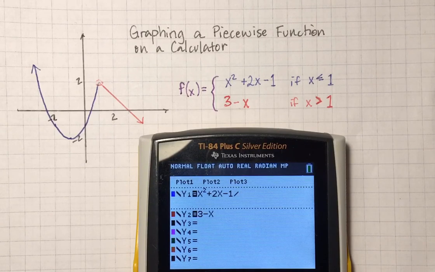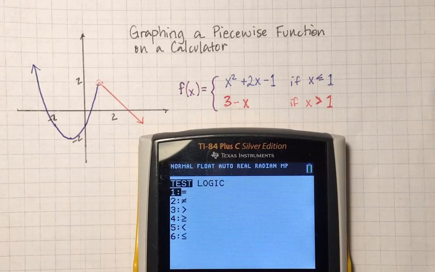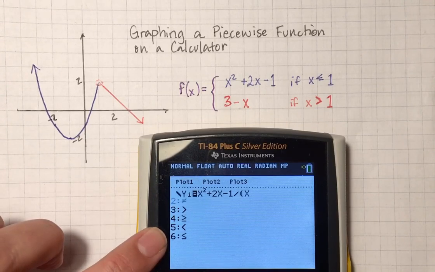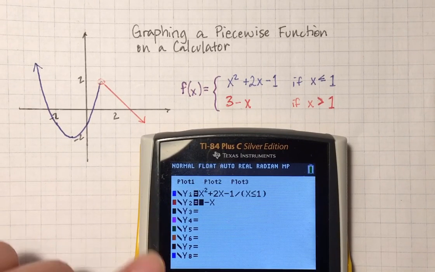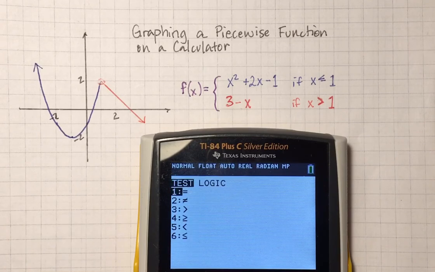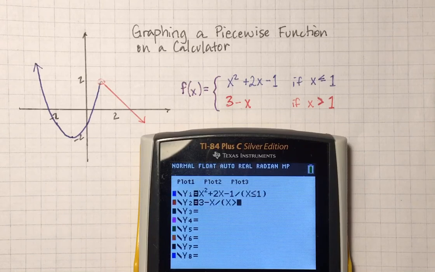We hit divide and then a parenthesis, that's important. And then I want my x less than or equal to 1. So I do my x. The less than or equal to is in the test menu, which is second math. You can see you have all of those there, and I want less than or equal to, so I want the 6. And I will put my 1 in. Then I'm going to go down to my y2. I'll divide parentheses x, and then again second math to get to the test menu, and then I want greater than 1.